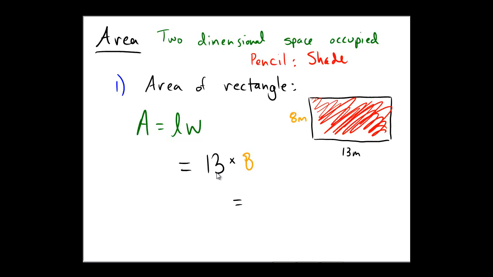So it looks like we're getting a total of 104. And notice that the units are meters times meters. So we get what are called square meters, or meters squared. So the area of that rectangle, 8 times 13, would be 104 square meters.